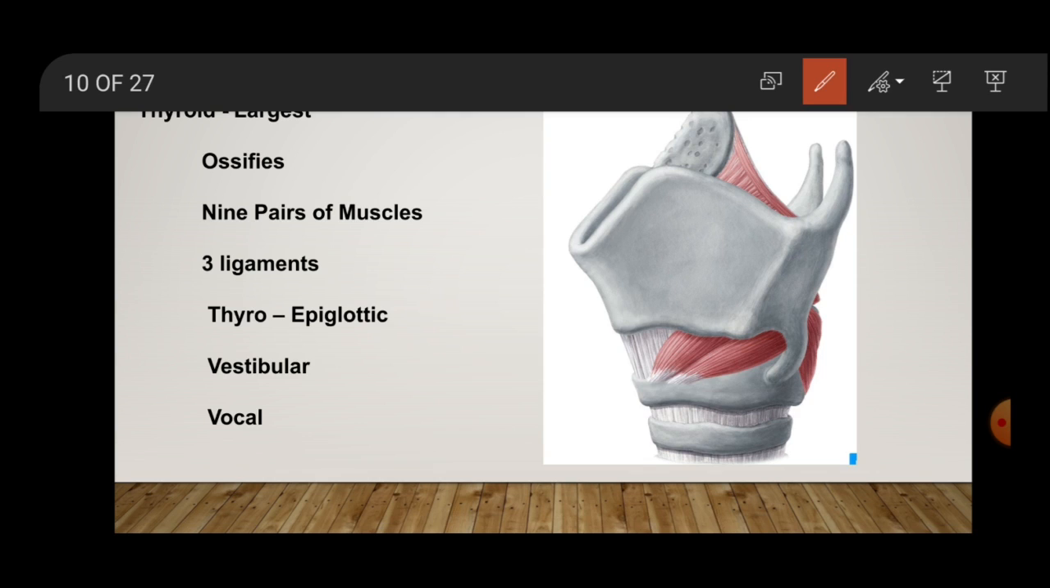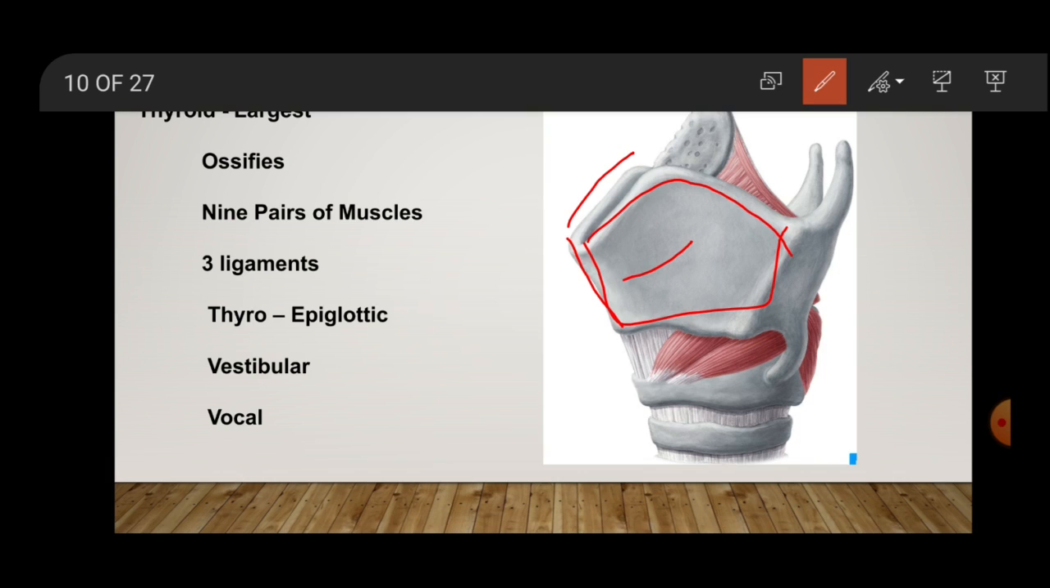Coming to the parts of this thyroid cartilage, it has two quadrilateral laminae. This is the lateral view of the thyroid cartilage. You can see this is the quadrilateral lamina. It consists of two quadrilateral laminae which meet in the midline anteriorly. This is the lamina of one side, this is the other side. These two meet anteriorly at the thyroid angle.